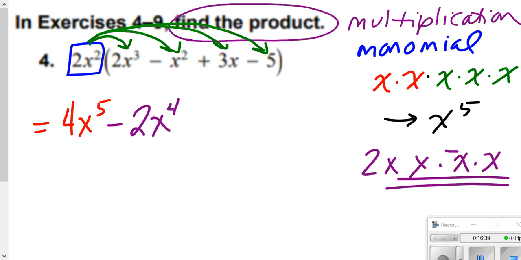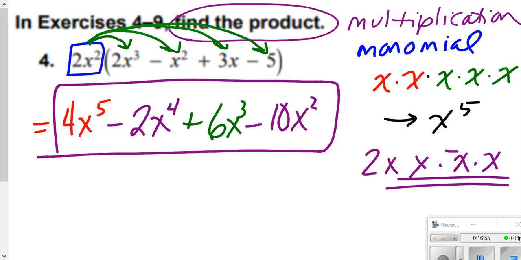We now take 2x squared times 3x. That's 6x to the 3rd. And then 2x squared times negative 5 is negative 10x squared. So this multicolored thing I have here is my answer.